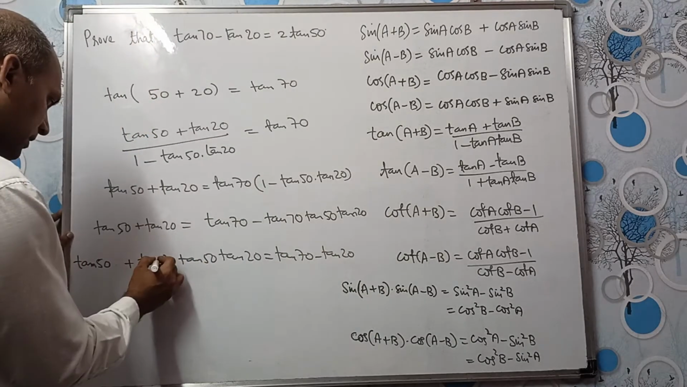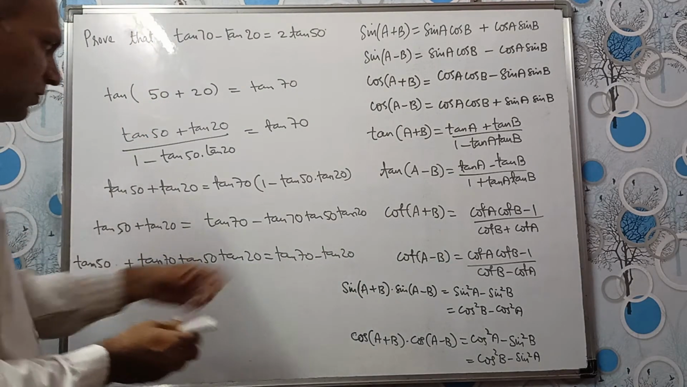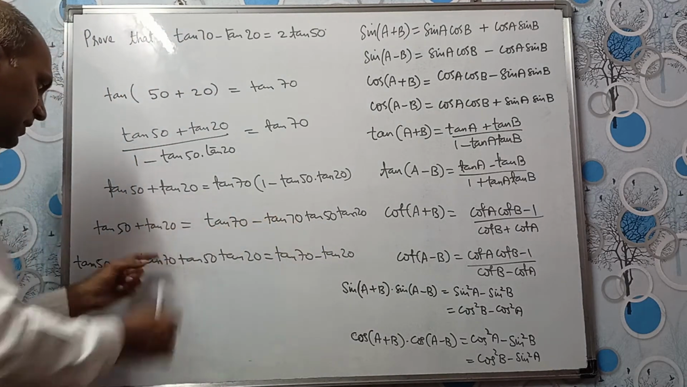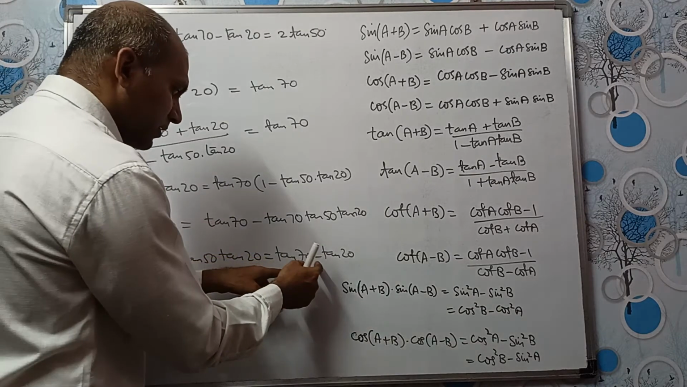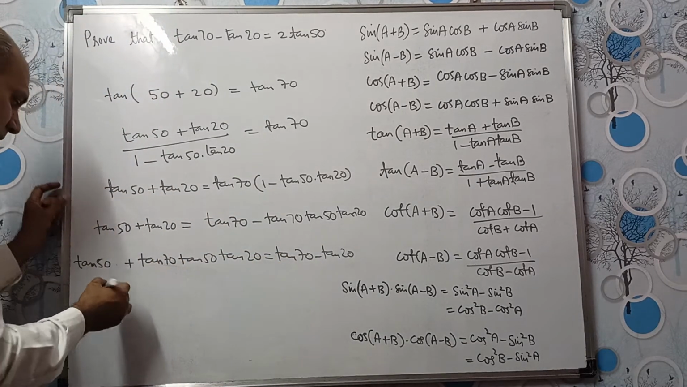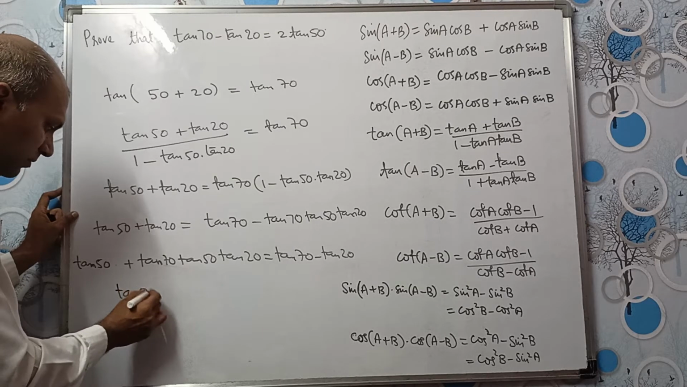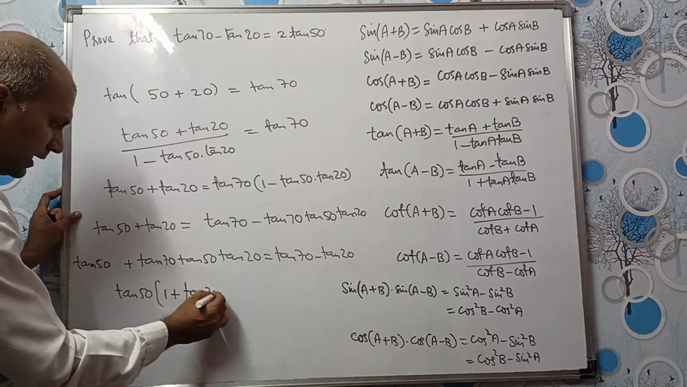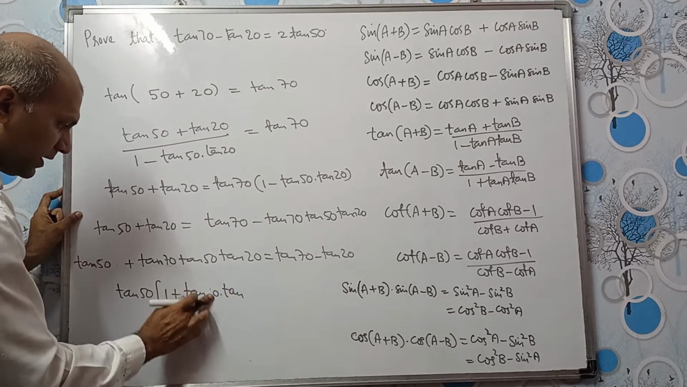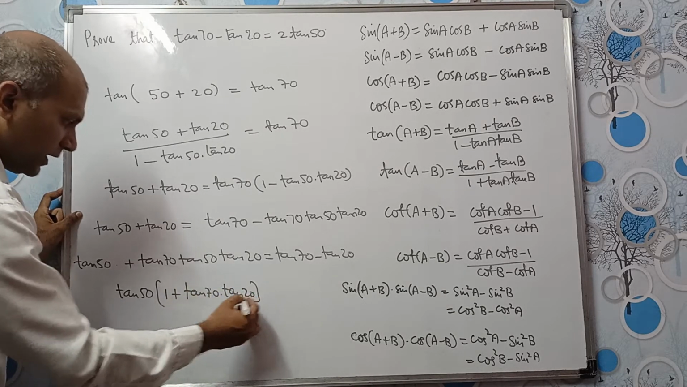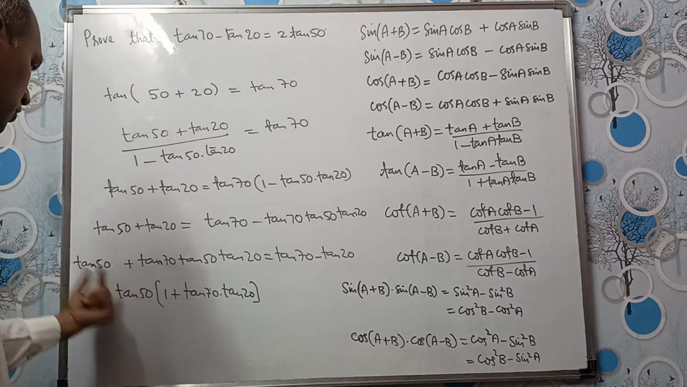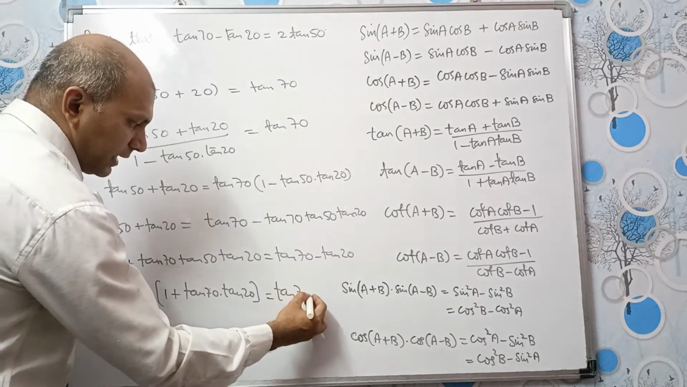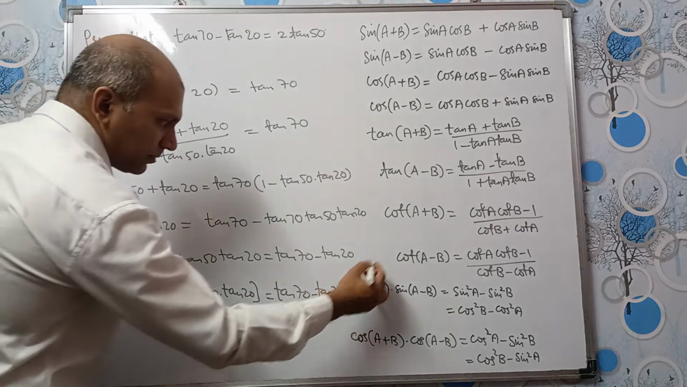I hope you understood this step. I'll explain what we did here. We sent this tan 70, 50 and 20 to the LHS. So minus became plus, and plus tan 20 this side, so plus became minus. It is one and the same. Now can we take tan 50 common from this? Yes. So what do we have? We have 1 plus tan 20 multiplied by tan 70, or tan 70 multiplied by tan 20. We are taking tan 50 common, so 1 plus tan 70 tan 20. This will be equal to tan 70 minus tan 20.